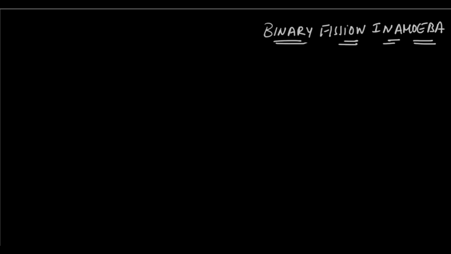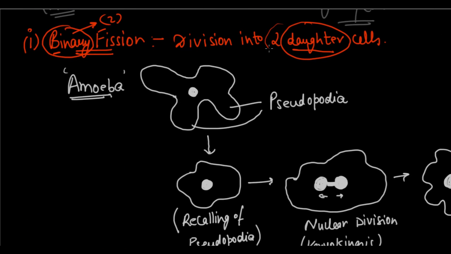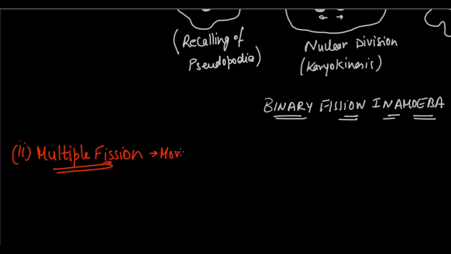Now let's move on to the next form of fission, that is multiple fission. It's the same process, just like binary fission. You have a cell, and that cell is breaking apart into daughter cells. But the difference is, in binary fission we get two daughter cells, but in multiple fission we get more than two daughter cells.